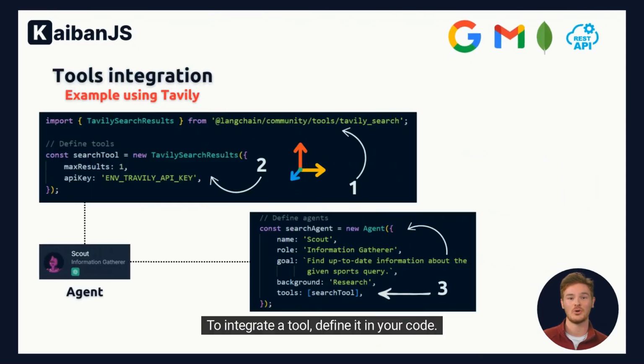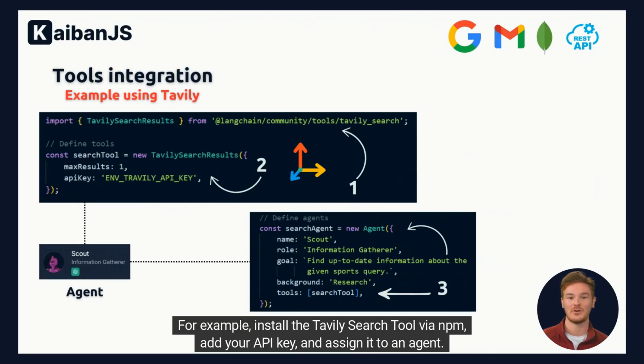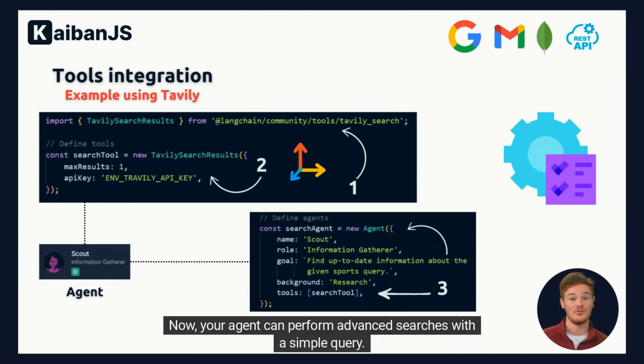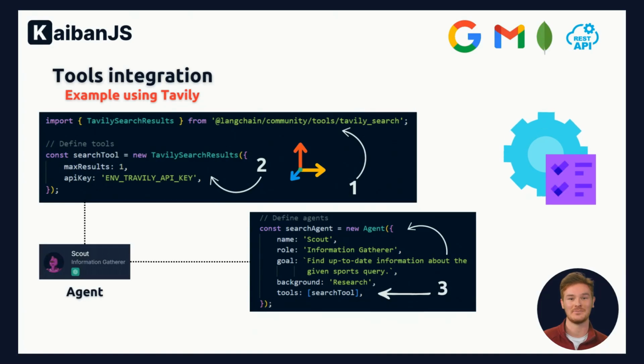To integrate a tool, define it in your code. For example, install the Tavily Search tool via npm, add your API key, and assign it to an agent. Now your agent can perform advanced searches with a simple query.